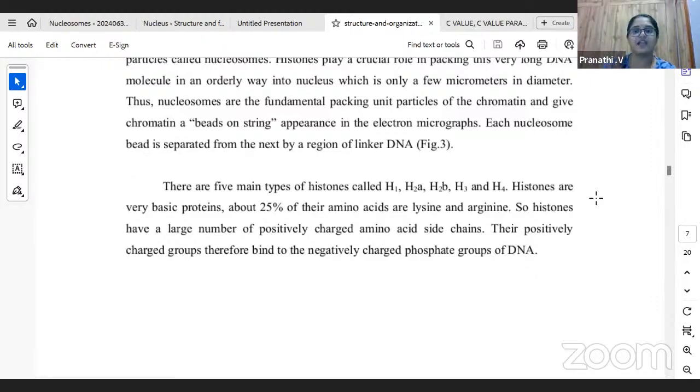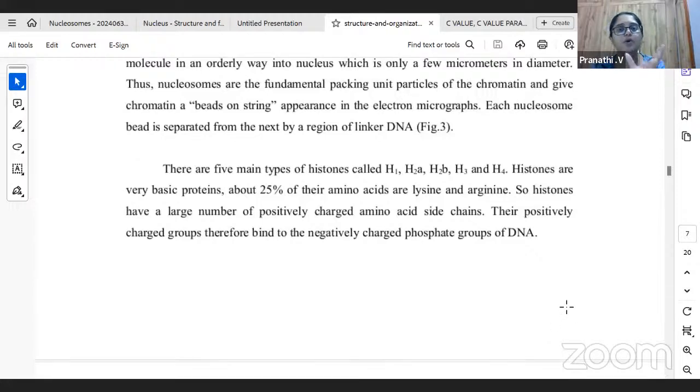They're not acidic in nature. They are basic. That is what they mean by basic. So histones have positively charged amino acid chains, and this is bound to the negatively charged phosphate group of the DNA.